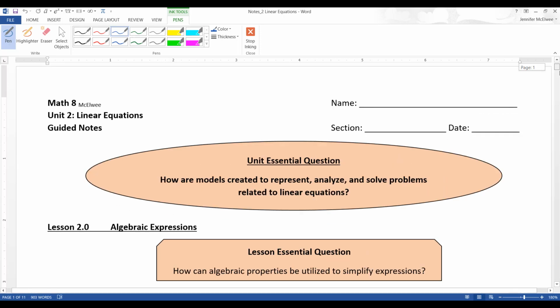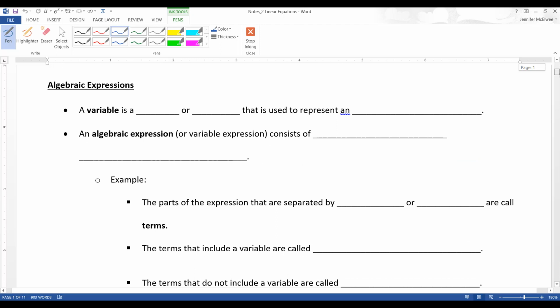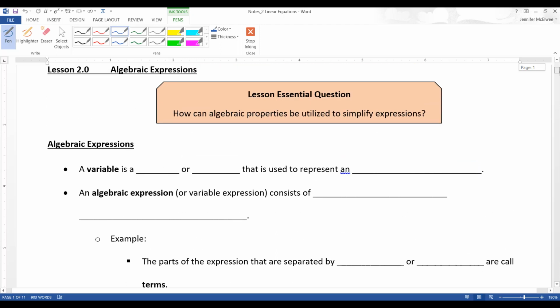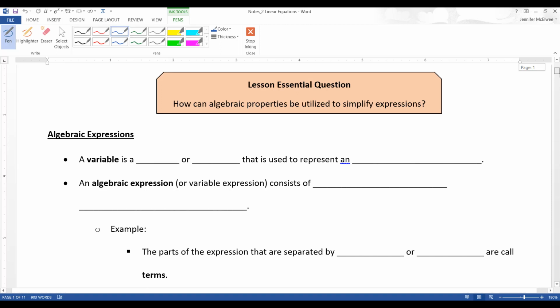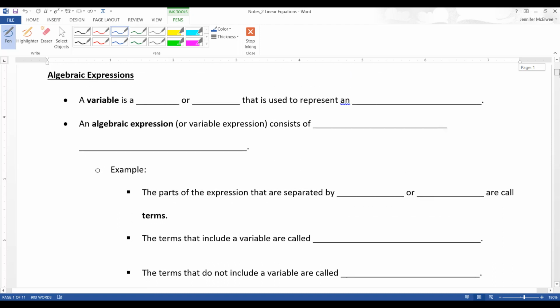Let's begin. So we're starting section 2.0, Algebraic expressions. Our lesson essential question is, how can algebraic properties be utilized to simplify expressions? Again, we're going to start with some basic vocab. So first vocabulary word is variable. A variable is a letter or symbol, really could be anything, that is used to represent an unknown value.